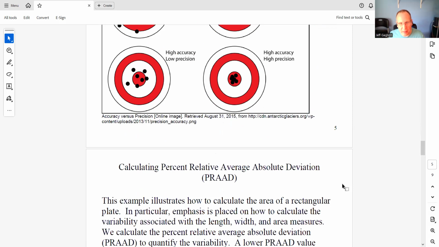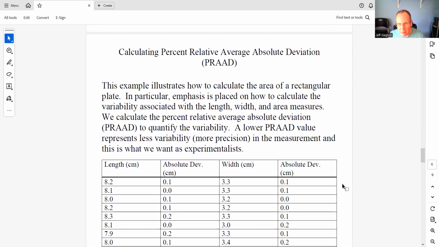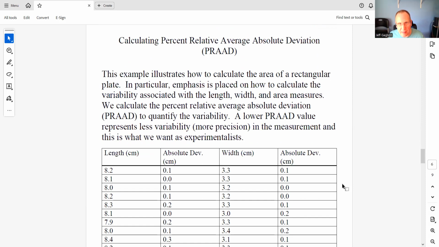So let me start with the one that's a little more difficult to calculate and just requires a little more effort, and that's calculating PRAD. So remember that PRAD stands for the percent relative average absolute deviation. And it's really a measure of precision, right? It's a measure of the variability.